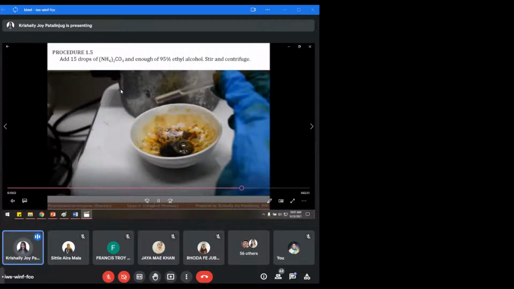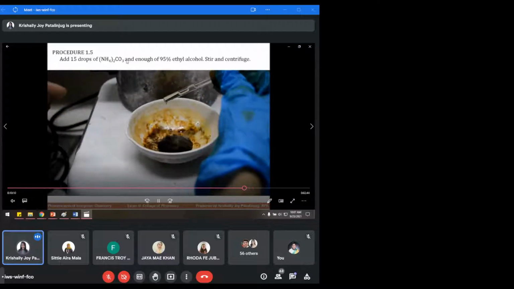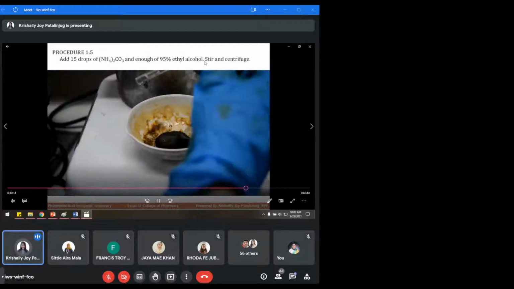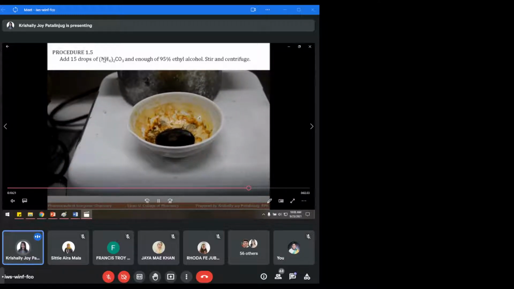And then it is added with ammonium carbonate. Look, ammonium carbonate. The 95% ethyl alcohol will only add alkalinity to the solution. Just focus on the precipitating agent and the environment. It's basic, right? Ammonium carbonate, basic.